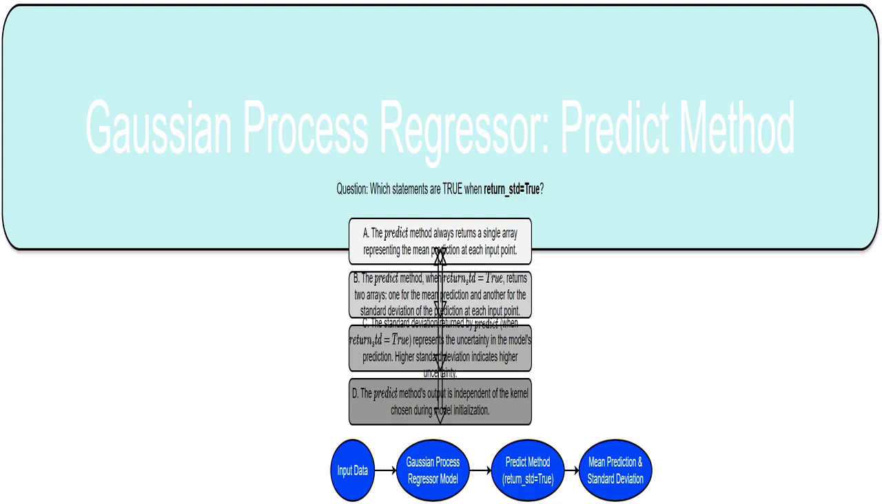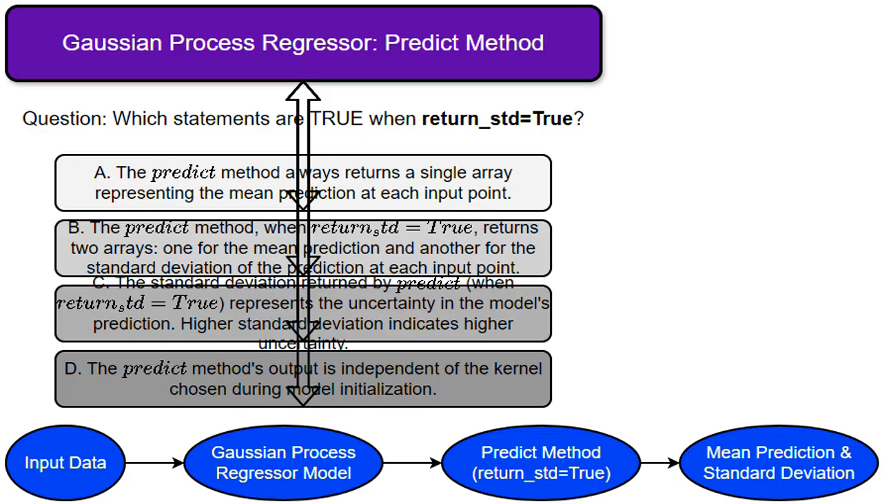This refers to the predict method within the Sklearn GaussianProcessRegressor. It's the function we use to get predictions from our trained model. This question asks you to identify which statements accurately describe the output of the predict method when the return_std parameter is set to true. This means the method should return both the prediction and its uncertainty.